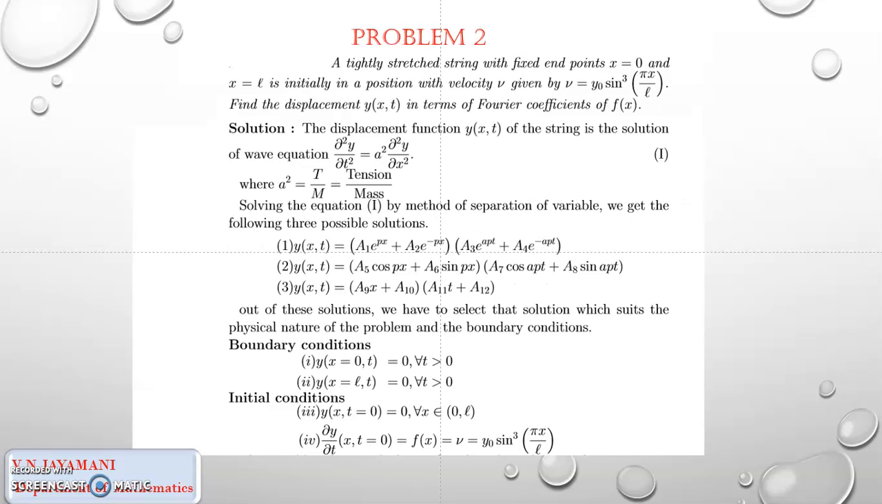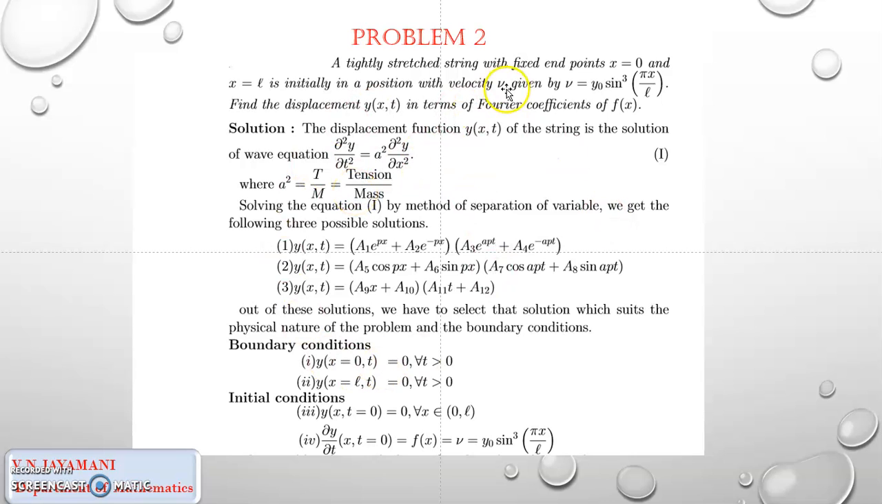Next we go to the next problem. A tightly stretched string with fixed endpoints x equal to 0 and x equal to L is initially in a position with the velocity v given by v is equal to y naught sin cube pi x by L. Find the displacement y of x comma t in terms of the Fourier coefficients of f of x. Now we go to the solution.